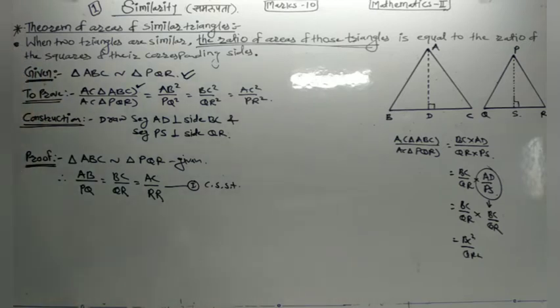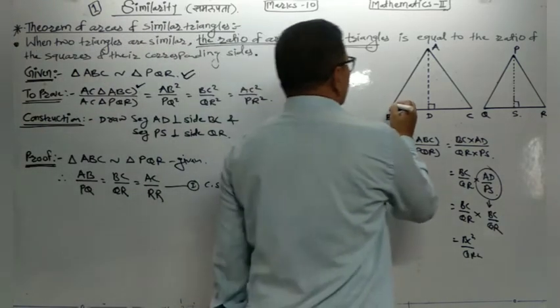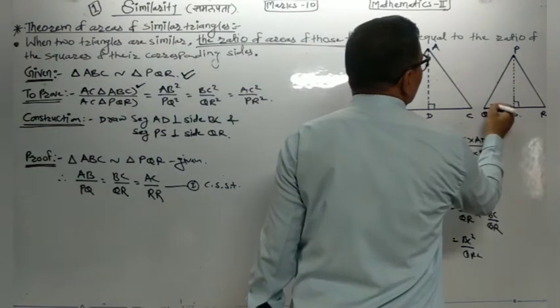Understand? If two triangles are similar, then their corresponding angles are also congruent. We can say that angle B is congruent to angle Q.